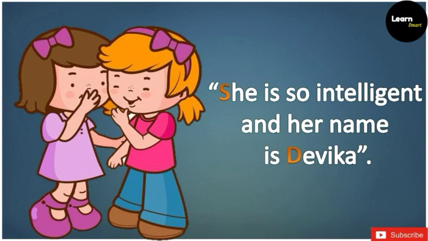Because Devika is the name of a girl, or a person. And remember, we learned that capital letters are used at the start of a sentence and when we need to name a person, place, or thing. And see, Devika is the name of a person. That is why the D in the name of Devika is a capital letter.